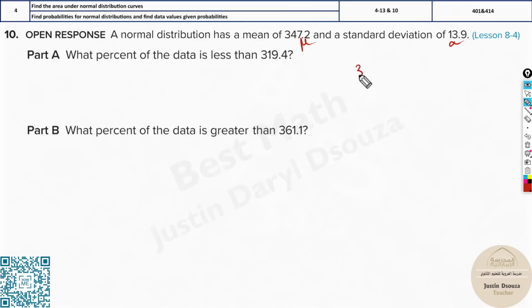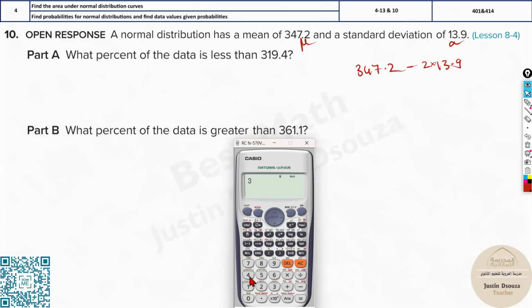The easiest way would be trying in your calculator. I'm sure it's not one time 13.9 minus this. You should try whether it's 2 times, 3 times, 4 times. Let's take our calculators. All you do is write 347.2 minus, I'll try with 2 times 13.9. Is it 319.4? Yes, it's not one time because it's just a little less. It'll be about 30 something. So this is the answer.